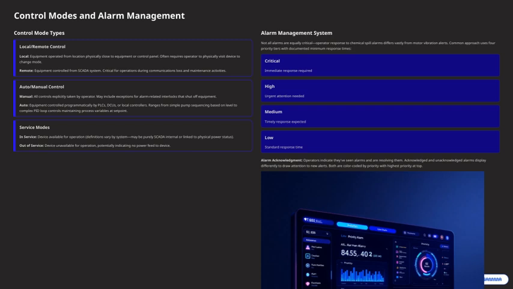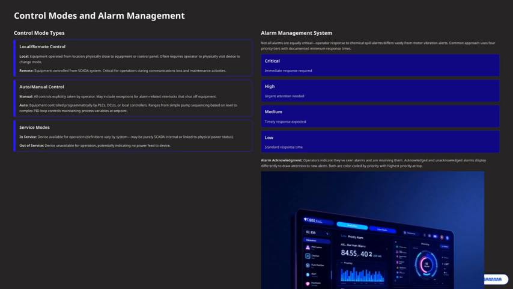It's important to remember that not all alarms are equally critical. For example, responding to a chemical spill alarm differs vastly from responding to a motor vibration alert. To manage this effectively, we typically categorize alarms into 4 priority tiers, each with documented minimum response times to ensure timely handling.